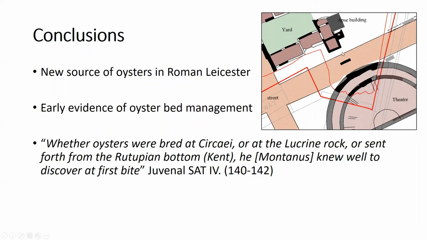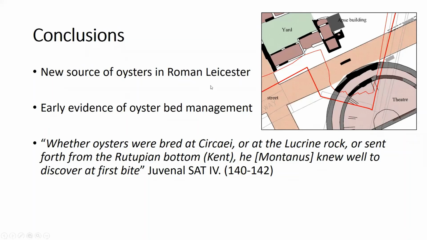There's evidence that the Romans definitely ascribed different values to shells from different regions. They were aware that shells from different regions had different characteristics and tastes. And so we've got a Roman writer, Juvenal, writing about a famous Roman gourmet called Montanus, saying that no matter where the oysters were bred, just from tasting it, he could taste the difference. So there's a clear understanding that the Romans were aware that shells from different areas had different tastes, different properties.